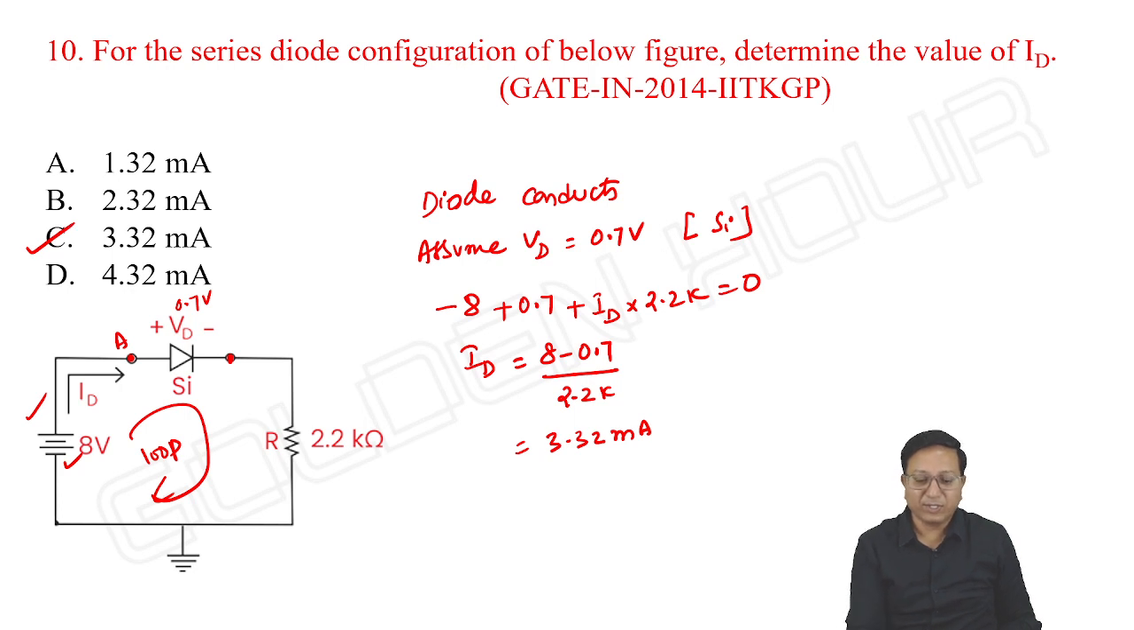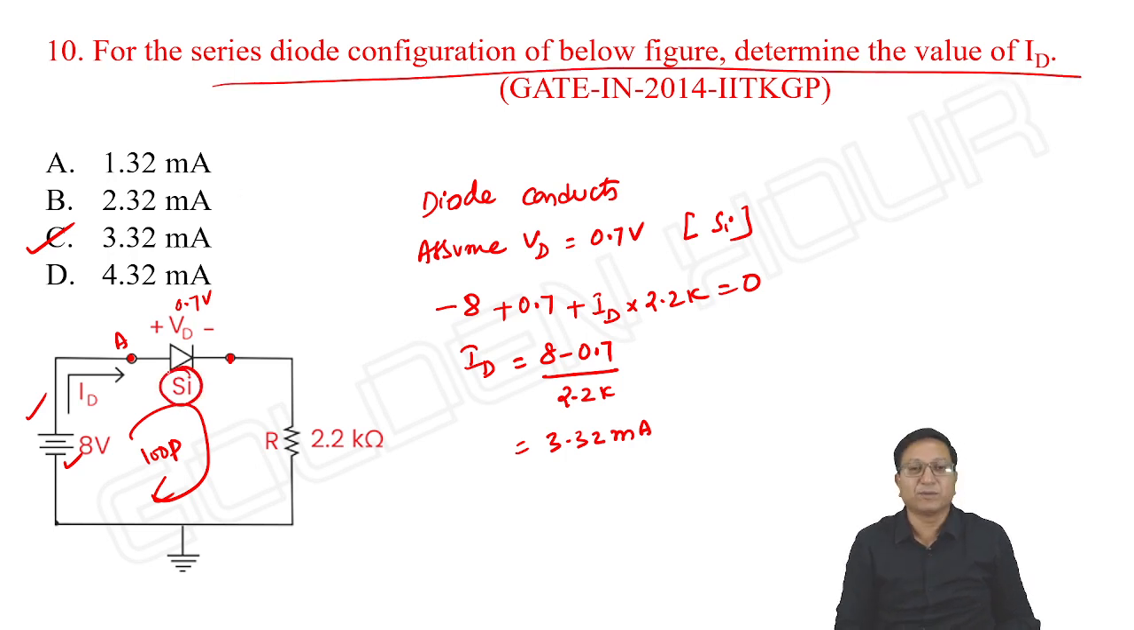Okay, sorry friends, even though they have not mentioned it in the data, here it is mentioned silicon diode. Hence we can't take it as an ideal diode. We can assume the voltage across the diode once it is in conduction means 0.7 volts as it is silicon diode. Then we can see the result.